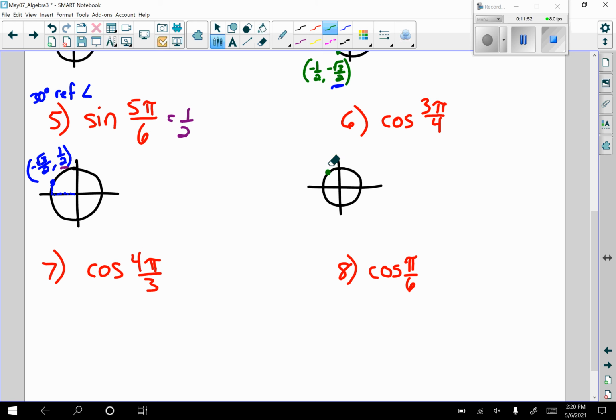Anytime we're in the middle, this is the radical 2 over 2 ordered pairs. So we're going negative radical 2 over 2 first because we go to the left, and then positive radical 2 over 2 second because we're going up. Cosine is the first number, so this is negative radical 2 over 2.